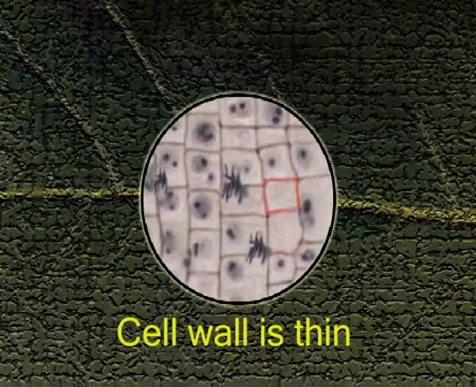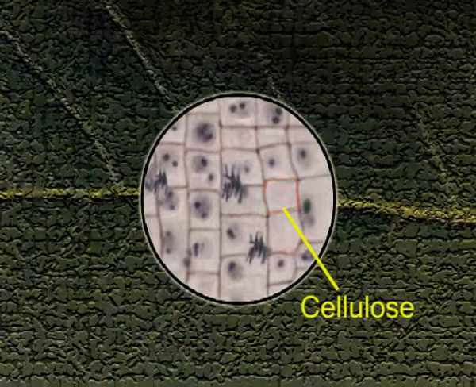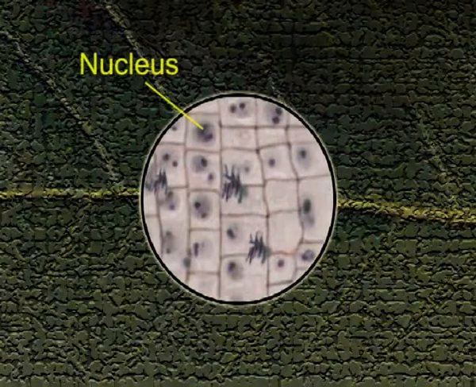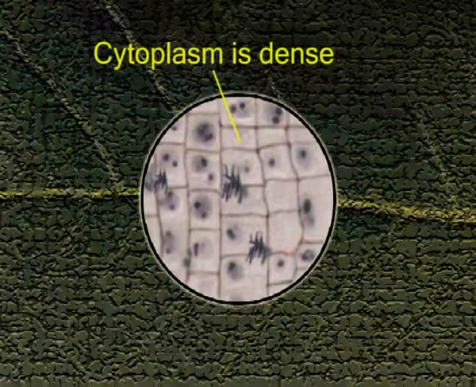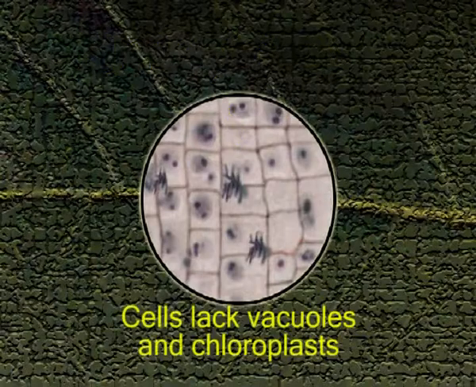Their cell wall is thin and made up of cellulose. These cells have a large nucleus with distinct nucleolus. The cytoplasm is dense and cells lack vacuoles and chloroplasts.